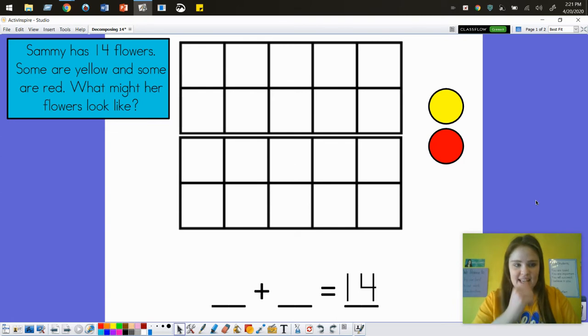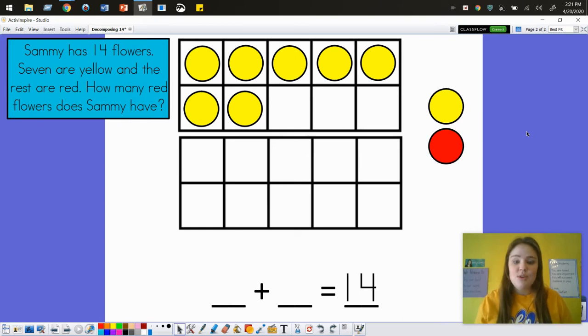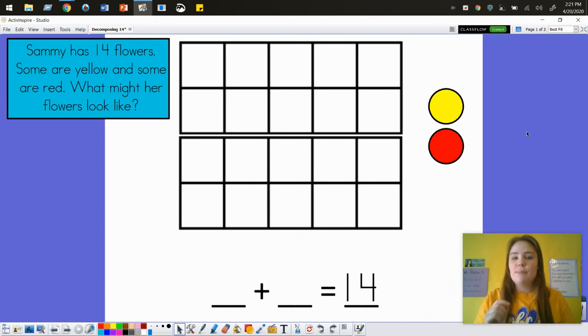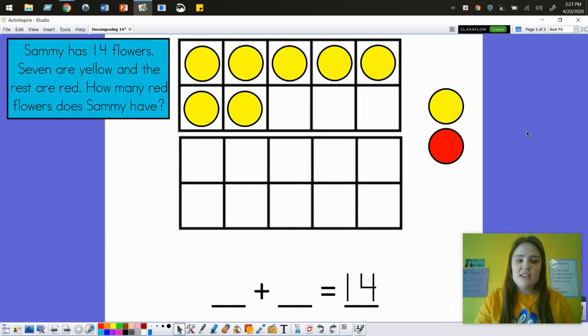Here on the first slide, it says Sammy has 14 flowers. Some are yellow and some are red. What might her flowers look like? Sometimes when you're decomposing numbers, you get to choose both numbers. Like in this case, it doesn't tell us how many red or how many yellow, you get to choose. But in other cases, like the second problem we're going to do, sometimes they give you the first number and you need to find the second number. It's important that you know the difference, because if they give you the first number, you need to make sure to use that number. You don't get to pick whatever numbers you want.